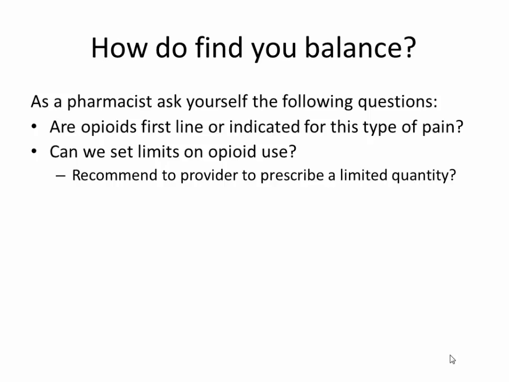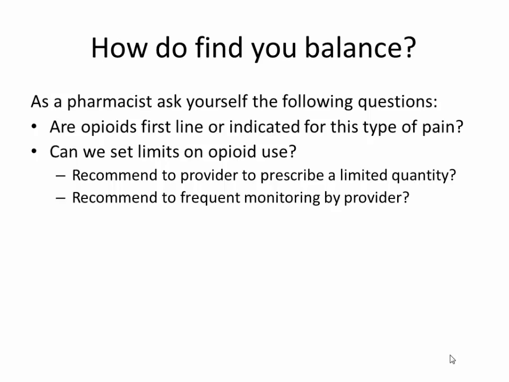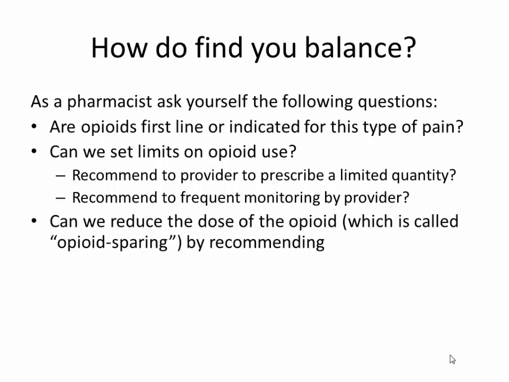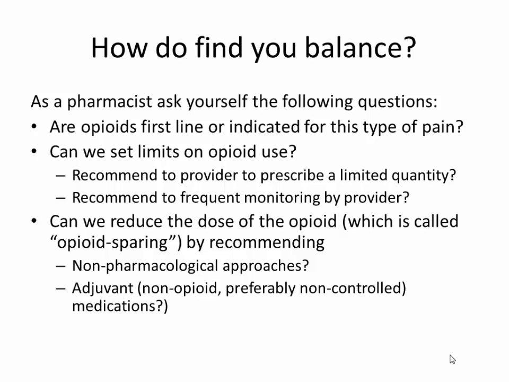Let's see how the patient does with a set dose for a set time period, and then let's monitor the patient frequently. Can we recommend this frequent monitoring? Can we reduce the dose of opioid by recommending something else? This is usually called opioid sparing. And you can recommend non-pharmacological approaches and adjuvants, in this case non-opioids and preferably non-controlled medications that can be added on to the opioid regimen to help decrease the amount of opioids used, but also help with the pain.